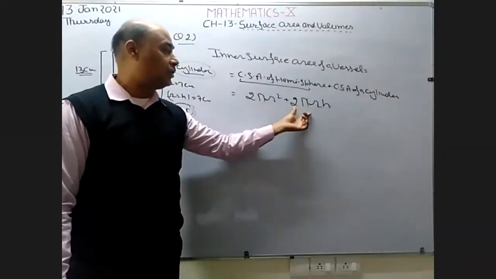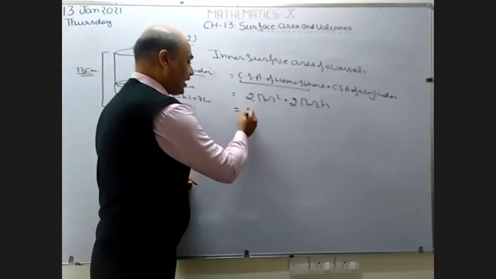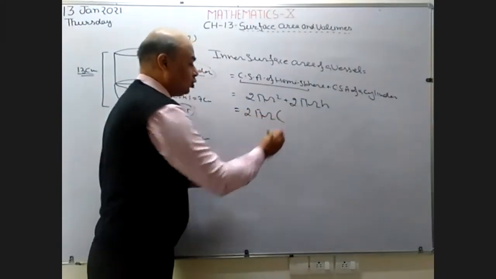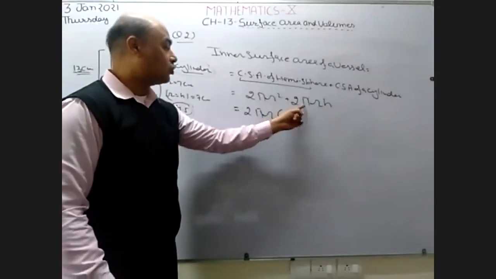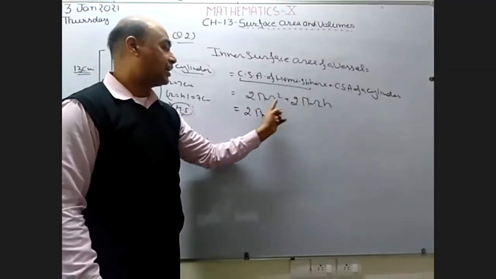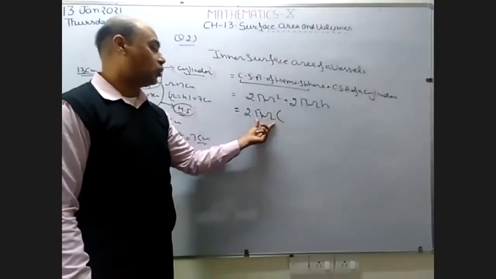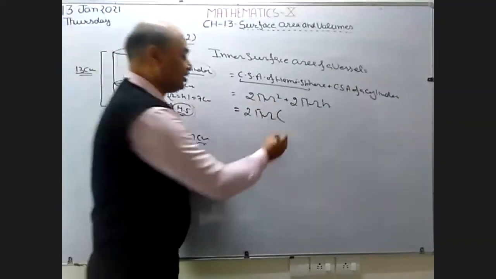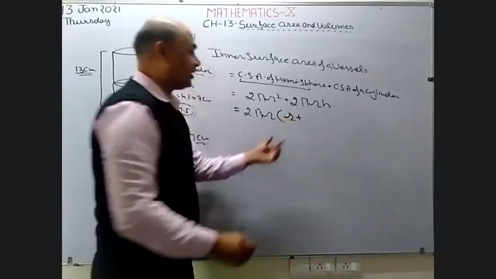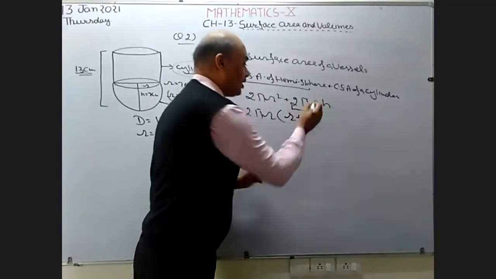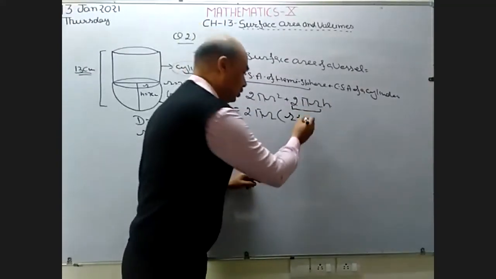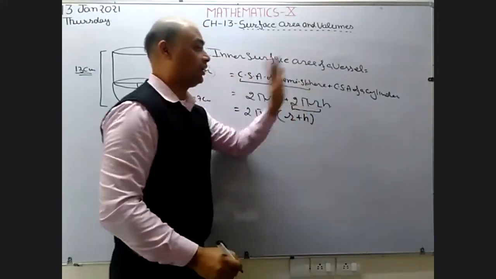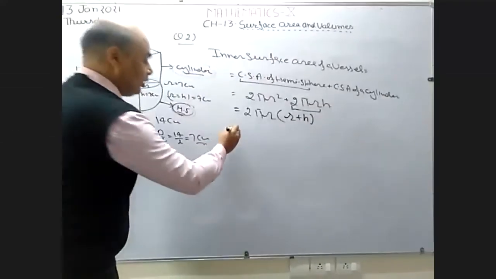Now what is common between these two? Common is 2 pi r. 2 is common, pi is common, and r is common. In r and r square, r is less, which means r is common. When I take 2 pi r common, what is left in the first term? r is left. From the second term, what is left? h. Here h means the height of the cylinder.